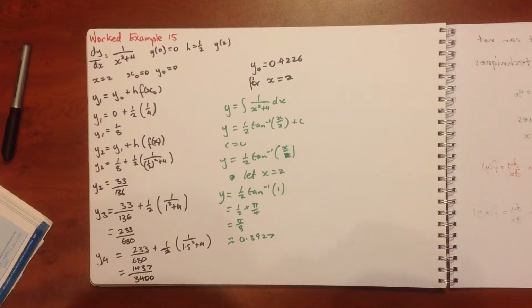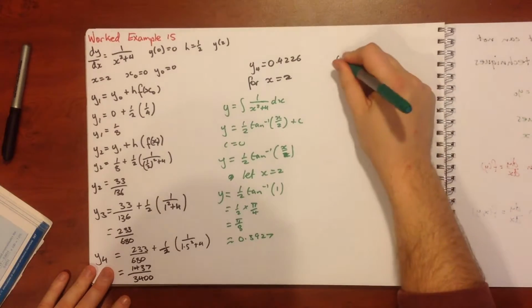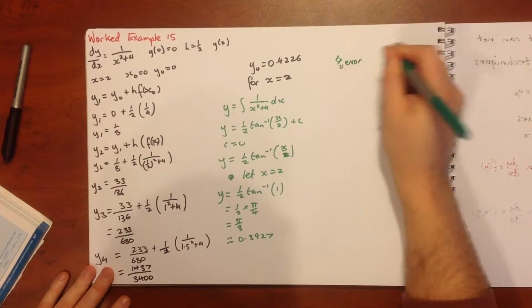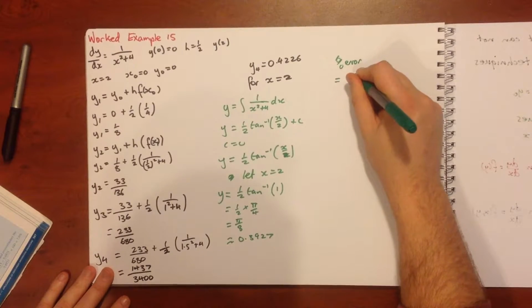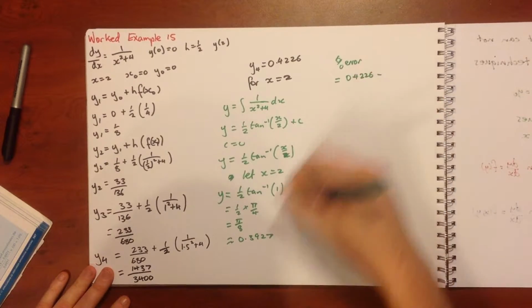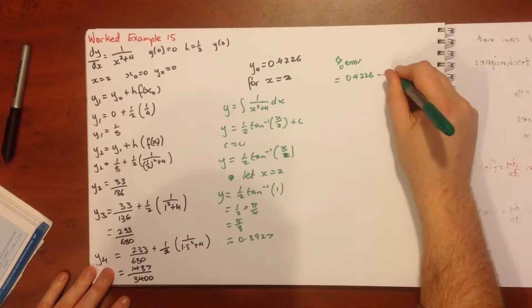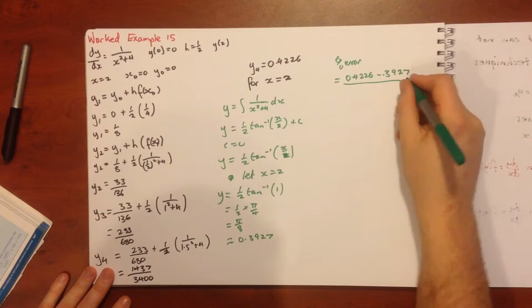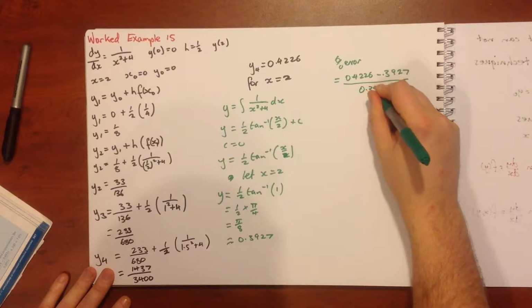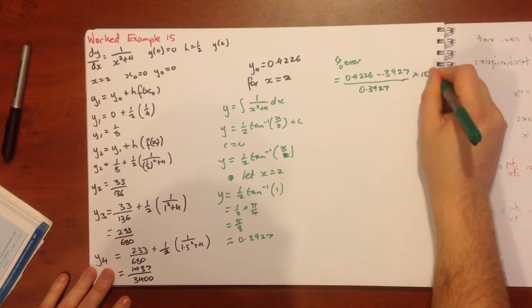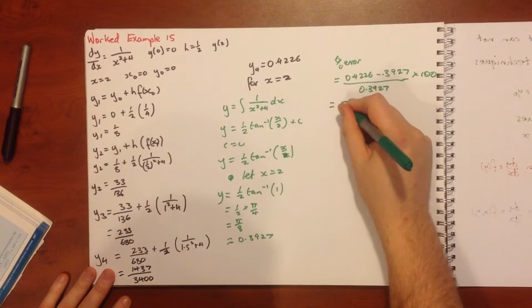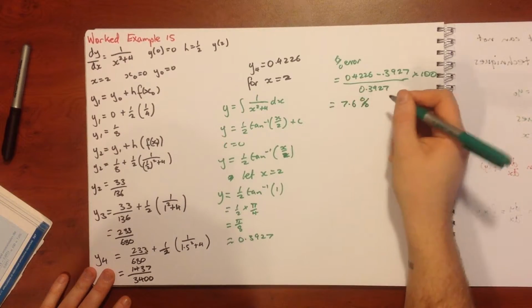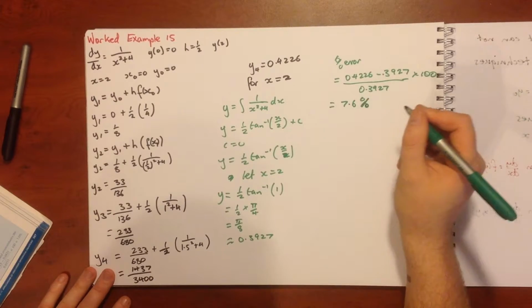They also asked us to look at our percentage error. So percentage error is equal to what we got, 0.4226, minus what the actual value is, 0.3927, over what the actual value is, 0.3927, times by 100. When we do that, we find that we have a percentage error of 7.6%. So a little bit out.